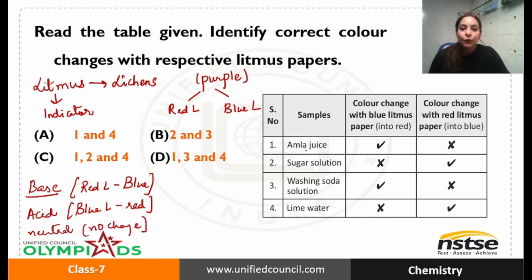Now here in this table, you have got a few samples and, related to them, how they behave with litmus, a tick or cross is given. So we need to find the information which is correct. So amla juice. Amla juice is basically acidic in nature because it contains an acid, ascorbic acid. Acids we know turn blue litmus red. So it is turning blue litmus red, correct? Red, no effect on red litmus, again correct. So this information is correct. Now talking about the second option, sugar solution.